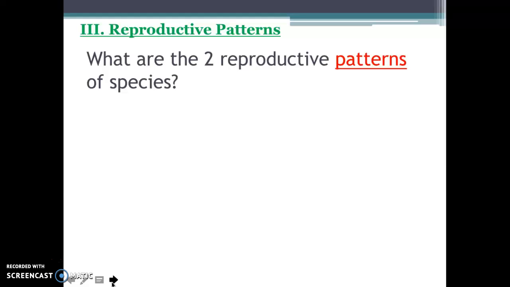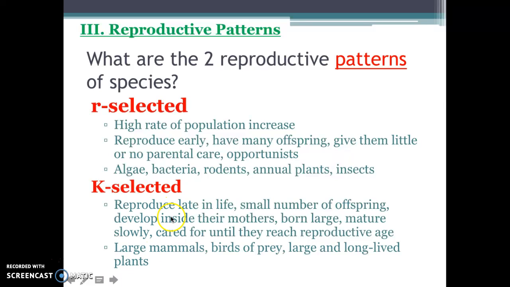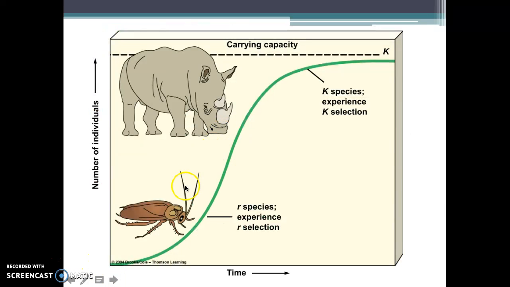All right, there are a couple of patterns of reproduction in species. I'm going to let you write this down, but they're called R-selected and K-selected. Pause this to write this stuff down. I'm going to show you some graphs on the next slide. This would be an example of an R species, and this would be an example of a K species.